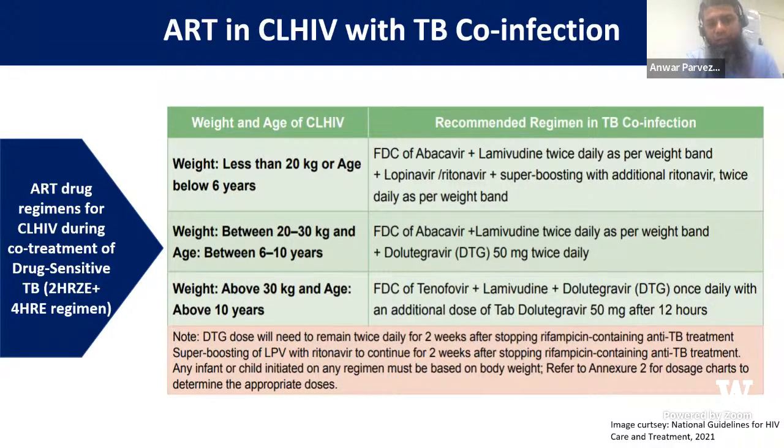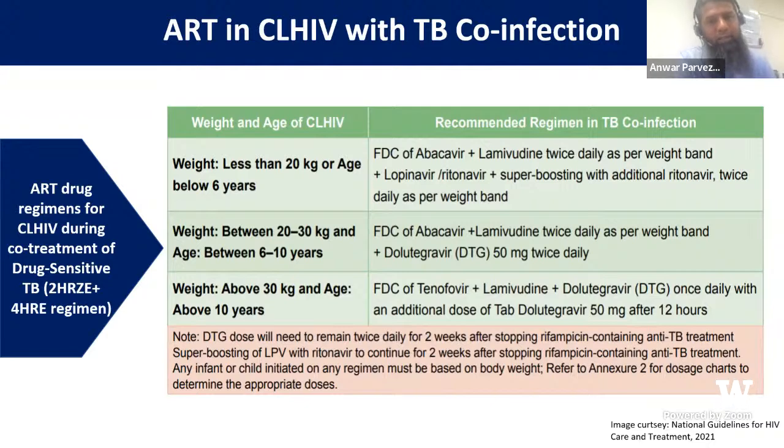But if the weight is below 30 kg, you cannot give tenofovir. So that is why, above 30 kg and above 10 years of age, you give tenofovir-based treatment. This is because of the combinations we have in the strength of 300 milligram of tenofovir, 50 milligram of dolutegravir, and 600 milligram of abacavir, and we try to manage with those strengths. That is why these age and weight cutoffs are really important to decide the regimen.